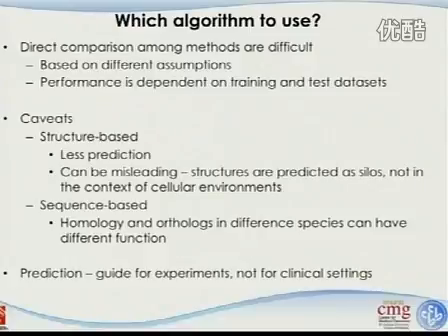Okay, and the last point here is the prediction is really a guide for the experiment, not for the clinical settings. That is what most algorithms will tell you. So this is for hypothesis generation. You are welcome to use this to design further experiments, but don't use this prediction in the clinical settings, just because of the low accuracy of each individual method.